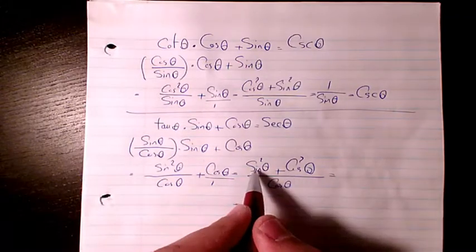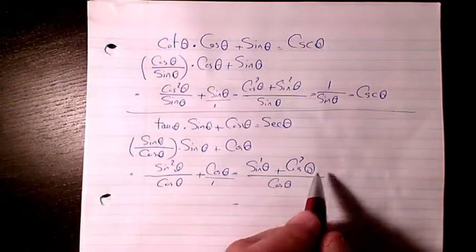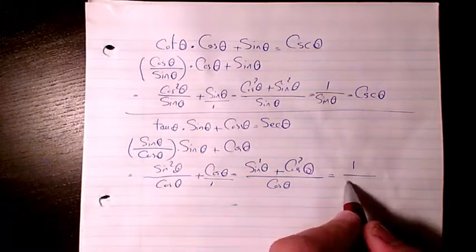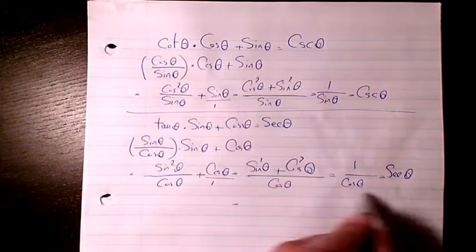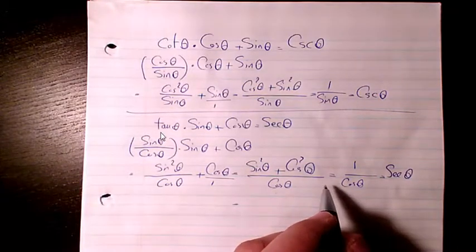And we know sine squared plus cosine squared is always 1. So 1 over cosine theta, and that's going to be equal to secant theta. As we know, secant is the inverse of cosine.